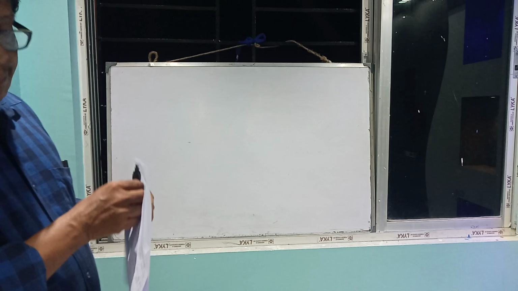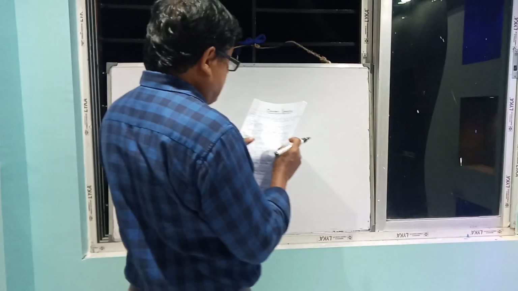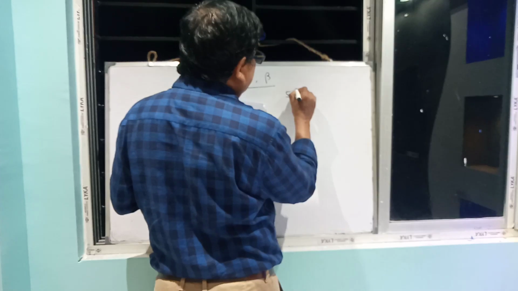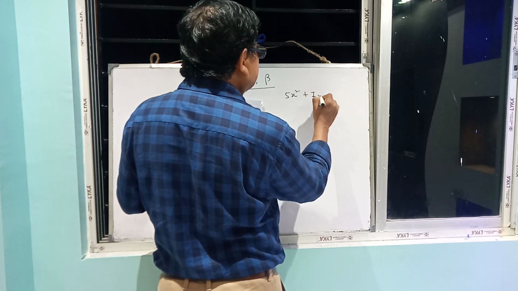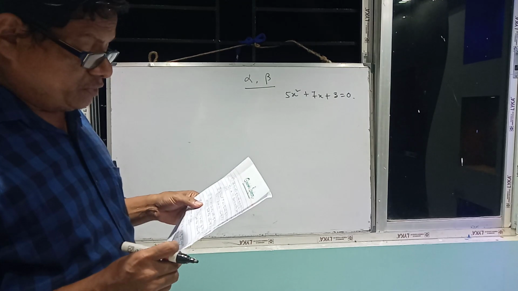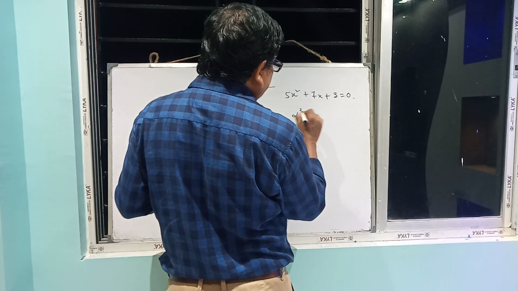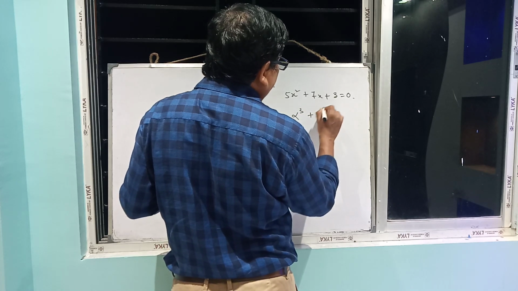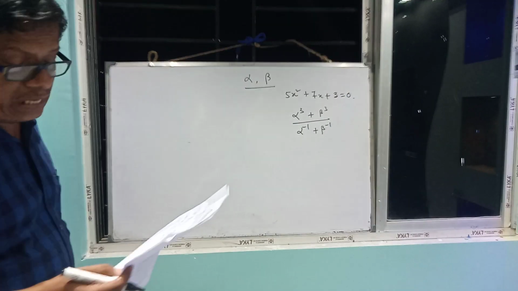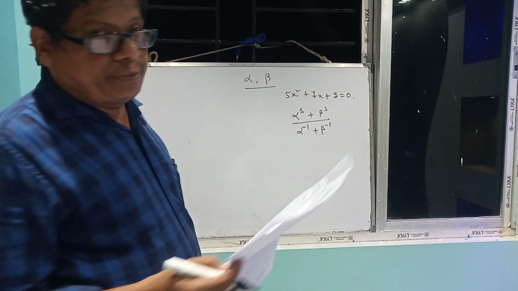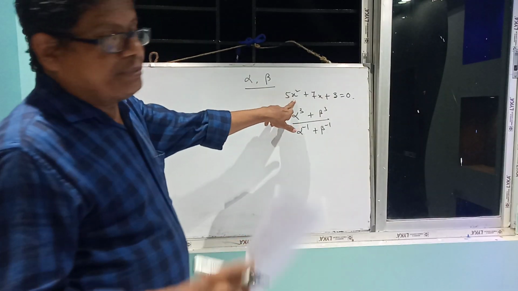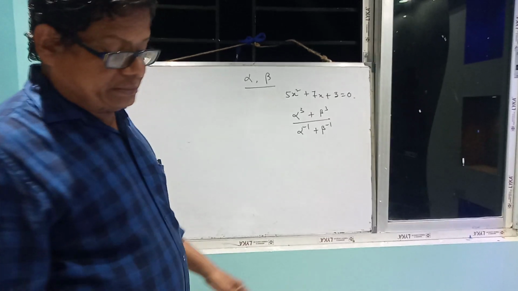Third one. If alpha, beta are the roots of the equation 5x square plus 7x plus 3 equal to 0, then find the value of alpha cube plus beta cube by alpha to the power minus 1 plus beta to the power minus 1. Okay, so alpha, beta are the roots of the equation 5x square plus 7x plus 3 equal to 0.